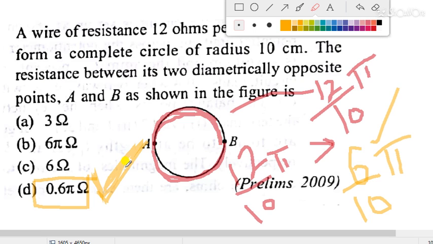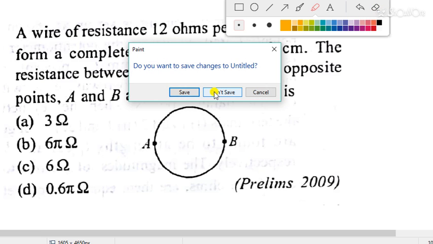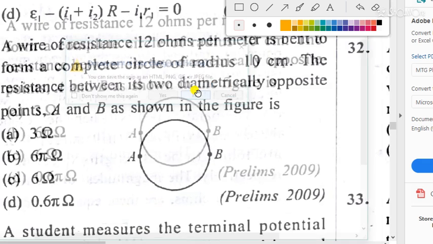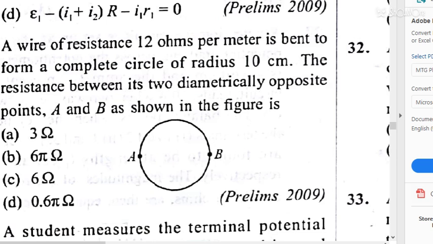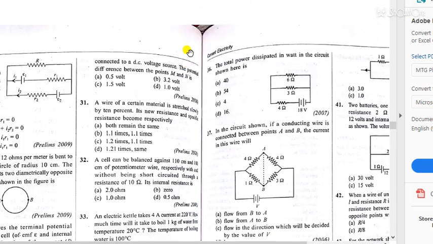This will be the answer for this question, and it is a very good question. It looks like an easy one, but it is a good question. The answer from the book is 0.6 pi ohm. This question was taken from the book MTG Physics 29 years questions. So it was a good question.